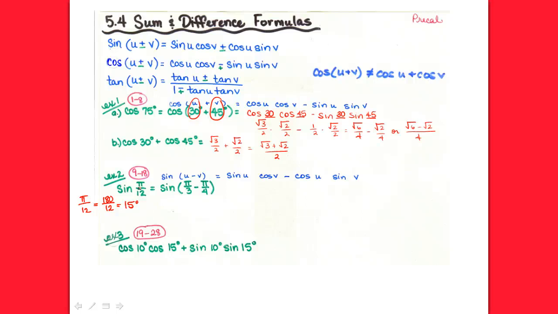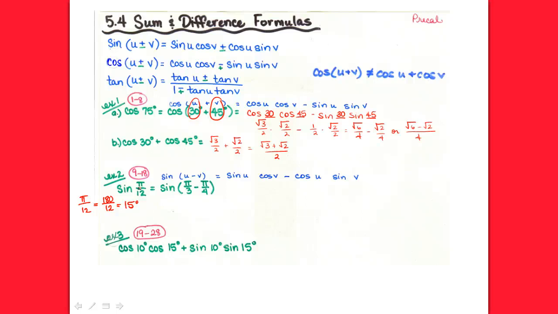45 minus 30. What else? Is there only one way to do it? What else would give me 15 besides 45 minus 30? What are values that we know? 60 minus 45. 135 minus 120. 150 minus 135. I mean, we could go all day long all the way around the circle, right?